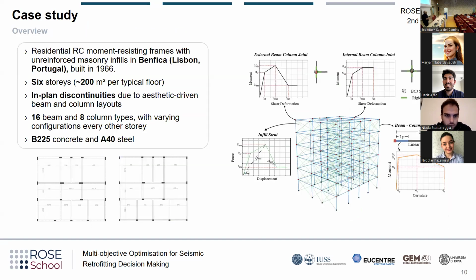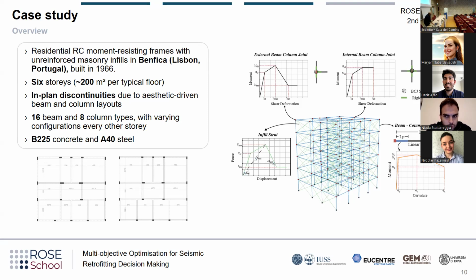So to do that, we have a case study. It is located in Lisbon, Benfica. It is from 1966 and it has a 200 square meter floor plan area. It has 6 stories. It has some discontinuities within the plan, and has 16 different beams and 8 different columns, and the details of the columns change in every story. So this is an easy building, okay?